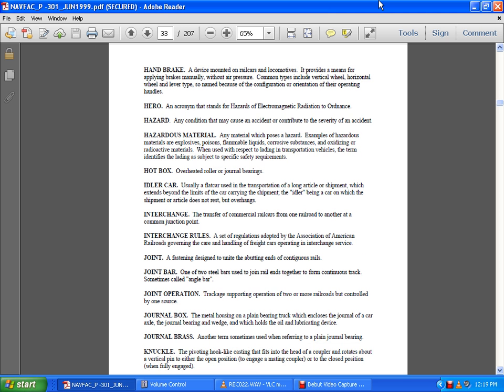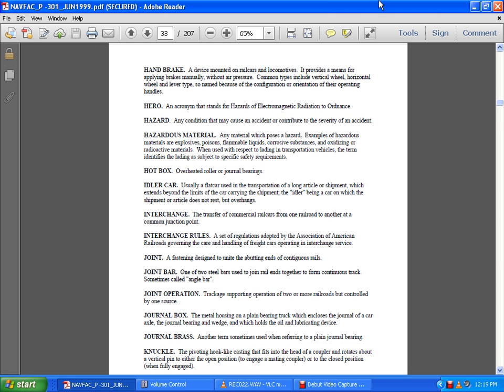Interchange is the transfer of commercial cars from one railroad to another at a common junction point, under the interchange regulations of the AAR, the Association of American Railroads, governing the care and handling of freight cars operating in interchange service.